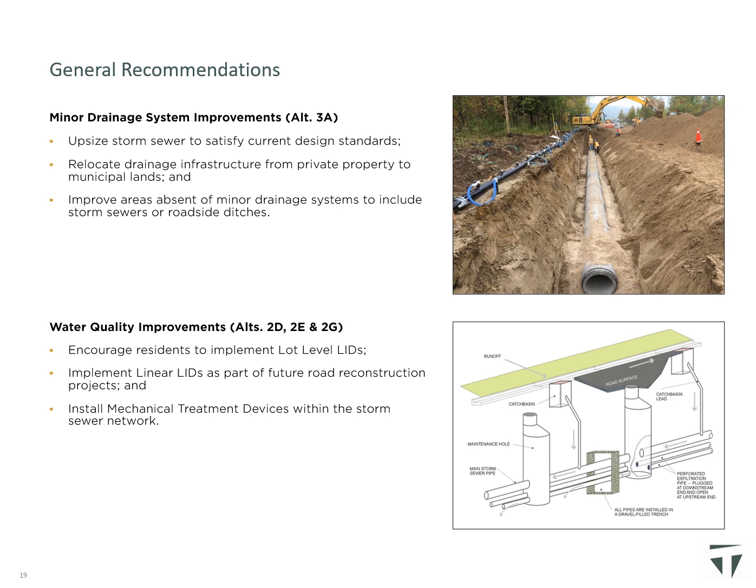Water quality improvements under Alternatives 2D, 2E, and 2G, including encouraging residents to implement lot-level, low-impact development measures, such as rain barrels and soakaway pits where feasible, implementing linear low-impact development measures such as perforated pipe systems and infiltration systems as part of future road reconstruction projects where local conditions are favorable, and installing mechanical stormwater treatment devices within the storm sewer network as part of future road reconstruction and infrastructure renewal projects.